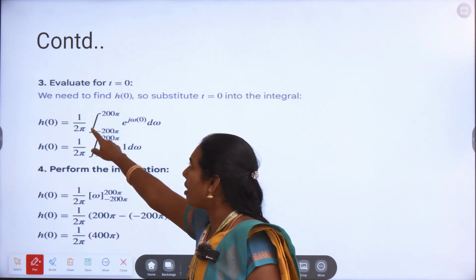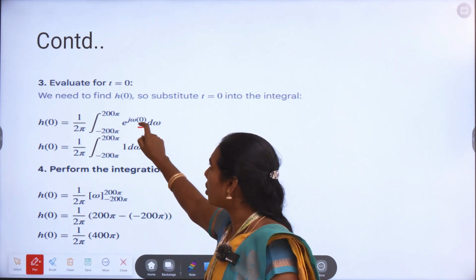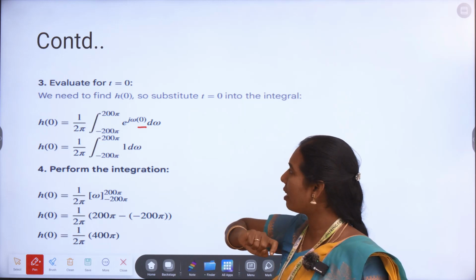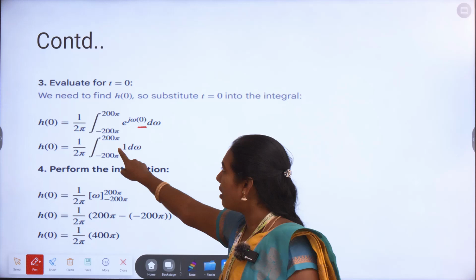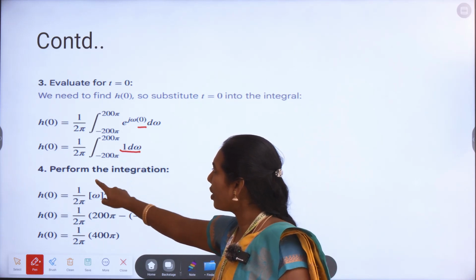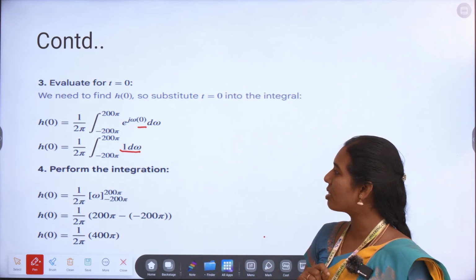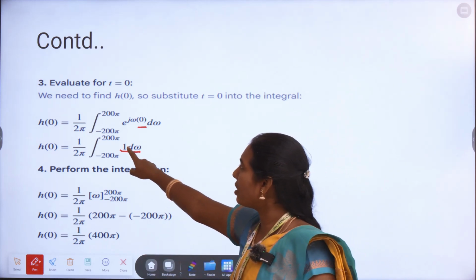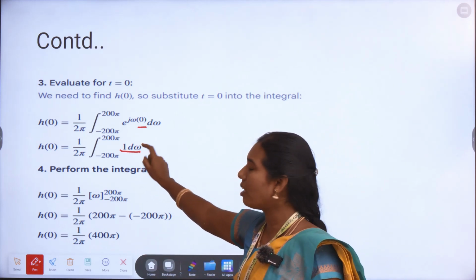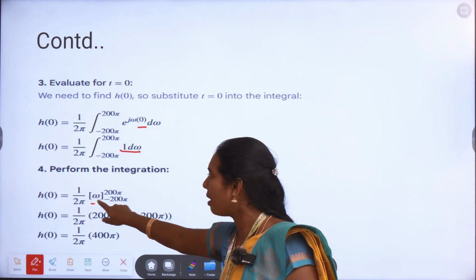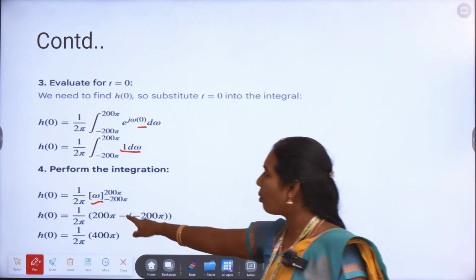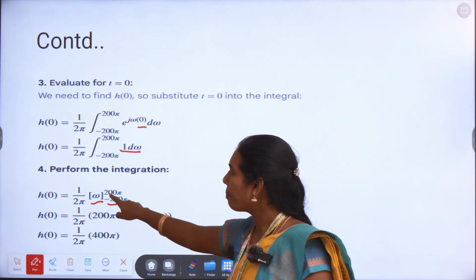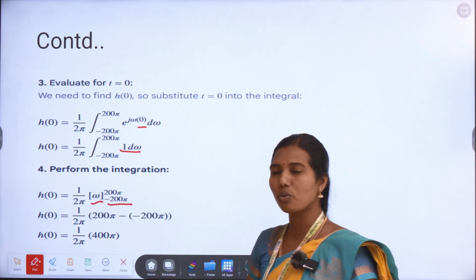So in the formula, it will become t equal to 0. Here we need to substitute t equal to 0. So we know that e power 0 is equal to 1. After that we need to perform the integration. Integral of 1 d omega is equal to omega. After integrating, we need to substitute the limits. The lower limit is minus 200 pi and the upper limit is plus 200 pi.